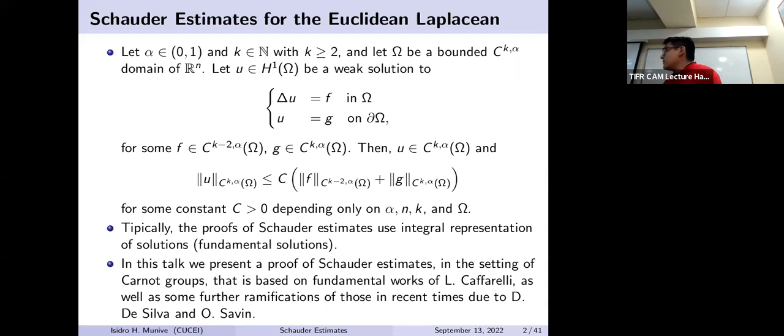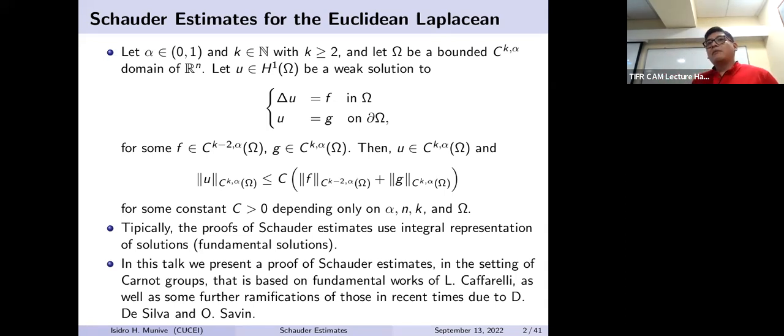what are the Schauder estimates in the Euclidean case, and so well for the Laplacian? So as you can see, if you have a function f in C^{k-2,α} and g in C^{k,α}, then we have this estimate on the solution u. Okay, so what about the proof? How do you prove this type of estimates?